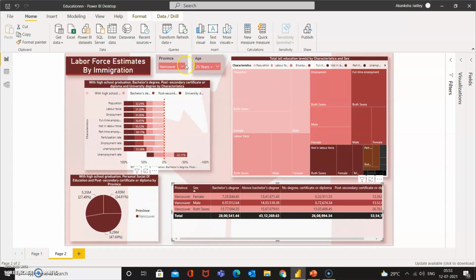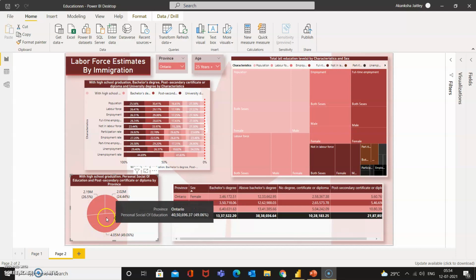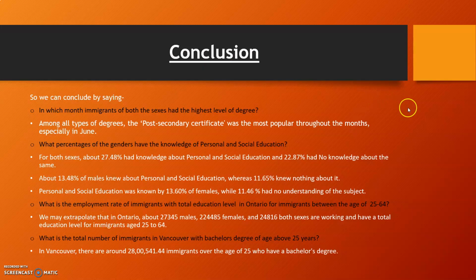Now this is a pie chart. Let's take Ontario again. If we want to see 3 different kinds of degrees in the province of Ontario, this is the percentage of the degrees. This brings us to the end of our presentation and dashboard representation.